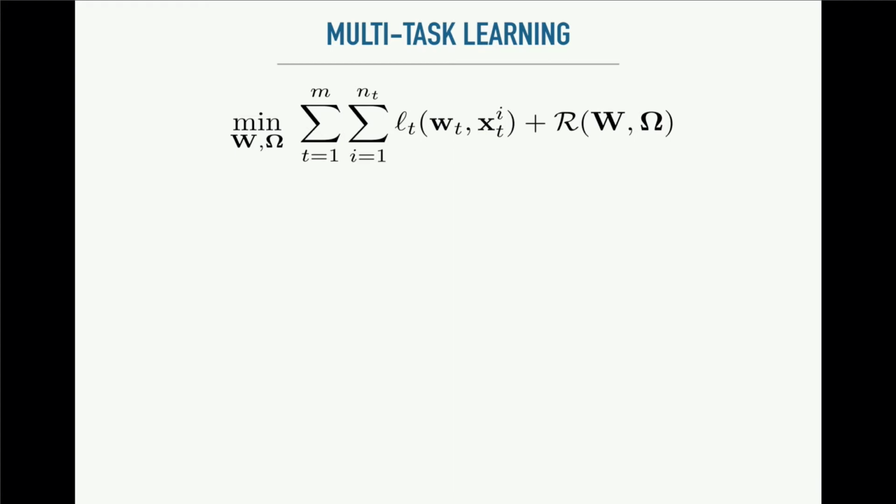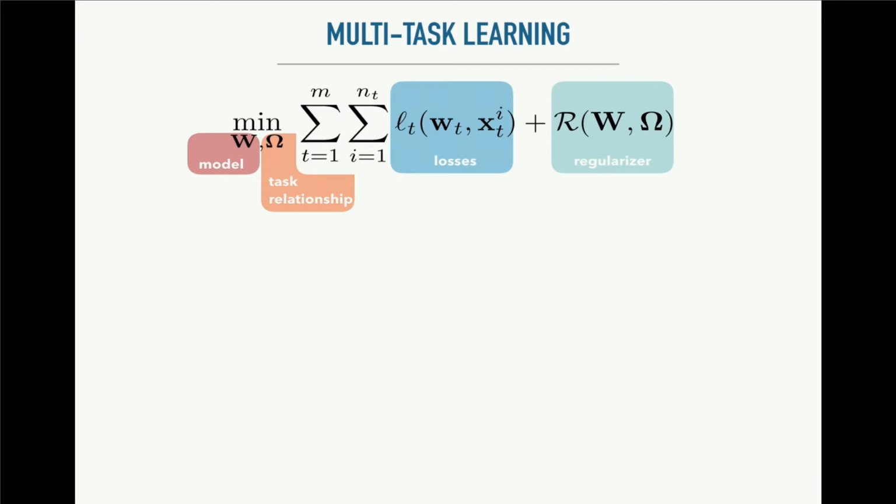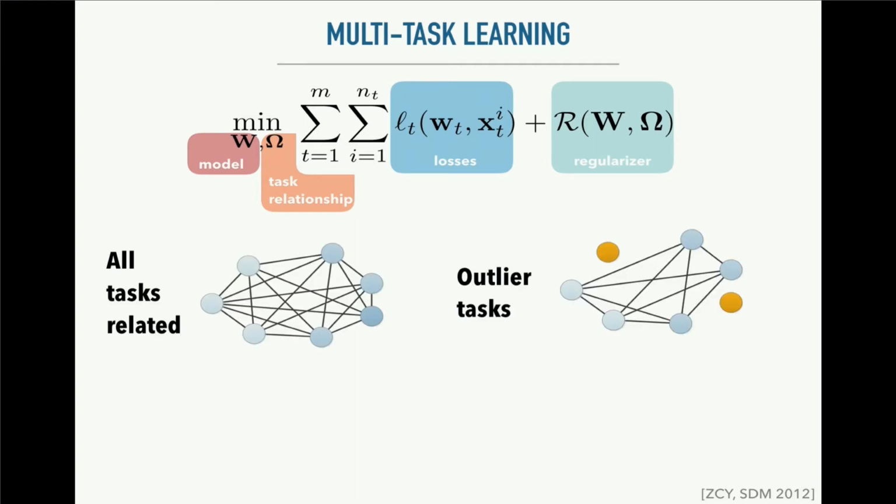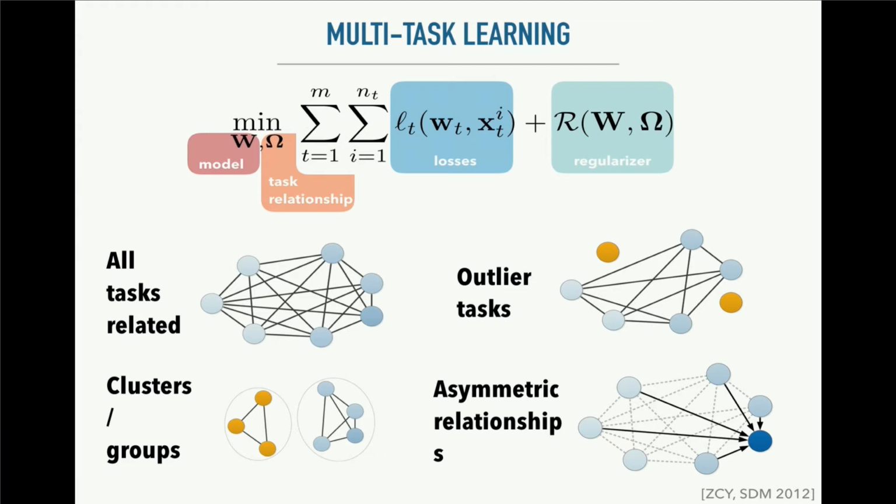In the multitask learning framework, you're still learning, via these losses, separate models, one for each device. But now you're imposing some structure across those models through something called the task relationship matrix. This framework is extremely general, so you can capture a lot of interesting different relationships amongst the tasks in the network. Things like them all being related, or there being outliers, or clusters, or groups, or asymmetric relationships where you might have a power user in the network.